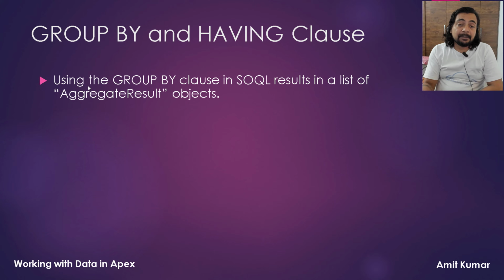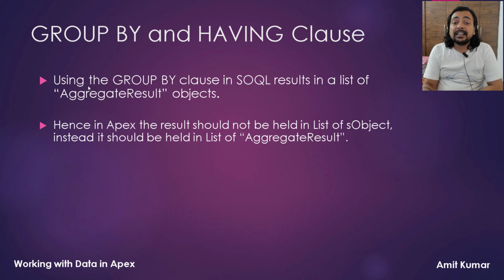Generally, when we perform a normal SOQL query, we get the result in a list of sObject. But with group by, we get a list of aggregate result objects. Hence, in Apex, the result should not be held in a list of sObject. Instead, it should be held in a list of AggregateResult. Here, AggregateResult is nothing but a predefined class in Apex.